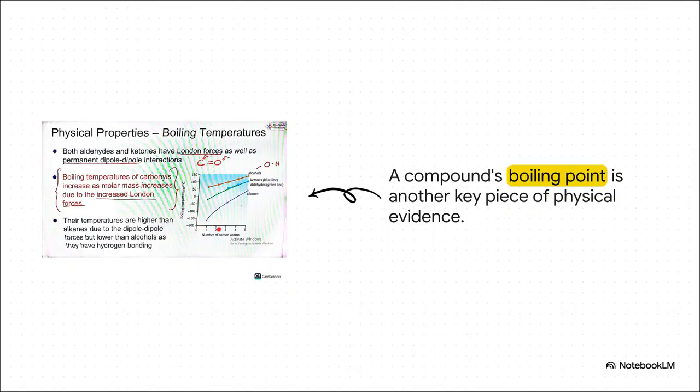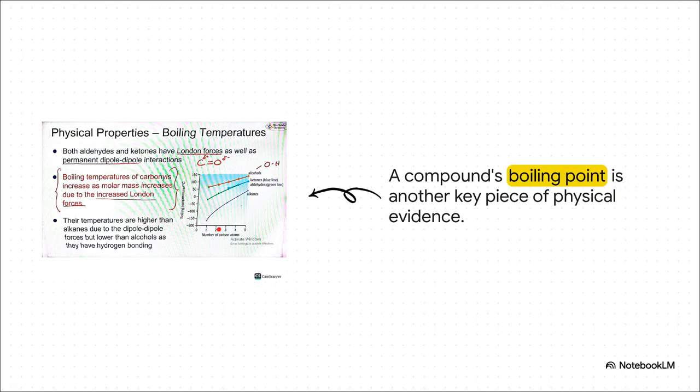Next up, another piece of physical evidence, the boiling point. Now, this chart might look a little intense, but the idea behind it is actually pretty simple. Think of molecules as having different levels of stickiness. Some molecules, like alcohols, are really sticky, so they have high boiling points. Others, like alkanes, they're not sticky at all, so they have low boiling points. Our suspects, the aldehydes and ketones, they're moderately sticky. They fit right there in the middle.